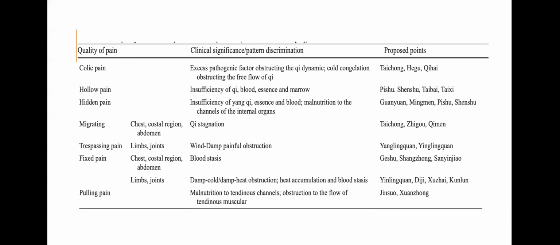If it's fixed pain in the limbs and joints, it's damp cold, or damp heat obstruction, heat accumulation, and blood stasis. We can use the acupuncture points Lingguan, Liqi, Shui Hai, and Kunlun. If it's a pulling pain, it's indicative of malnutrition of the tendinous channel and obstruction to the flow of the tendons and muscles. We can use Jinshu and Shuangchong.